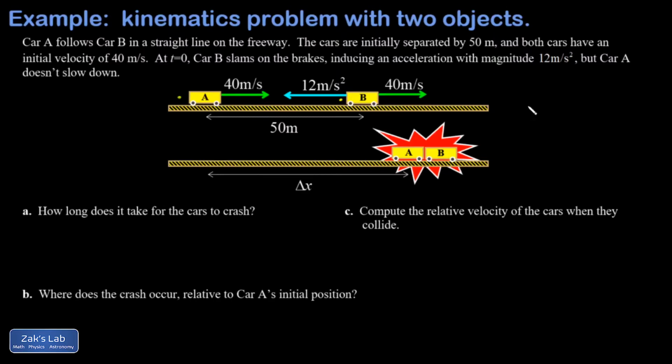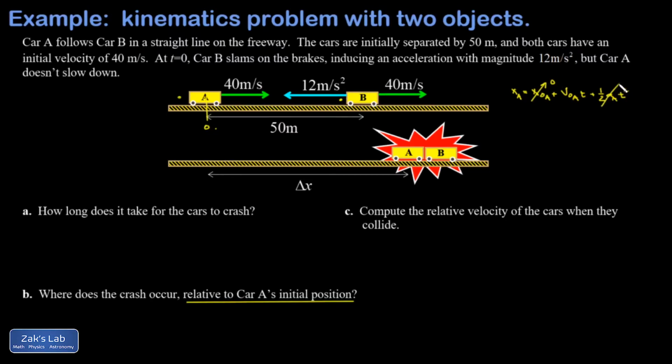So I'm going to start by getting those equations of motion up here. And I'm using the first kinematics equation for this, and I put a subscript of capital A on all the quantities there. I'm going to take my origin to be the original position of car A, so x is going to be 0 there. I'm doing that because I want to find the location of the crash relative to car A's initial position, so we may as well put the origin there. So the initial position of car A is 0.